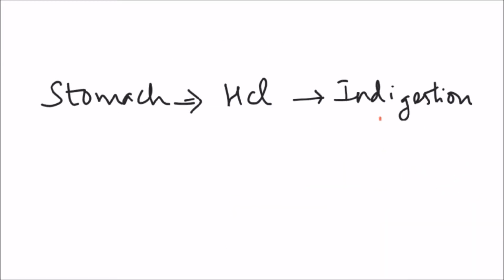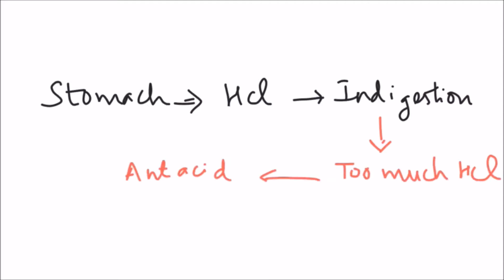There is an application of pH in our body as well. In the stomach, hydrochloric acid is produced to digest the food, and in the case of indigestion, excess hydrochloric acid will be produced, which will cause irritation and pain in our stomach. This can be cured by using antacids like milk of magnesia, which neutralizes the acid and reduces irritation.